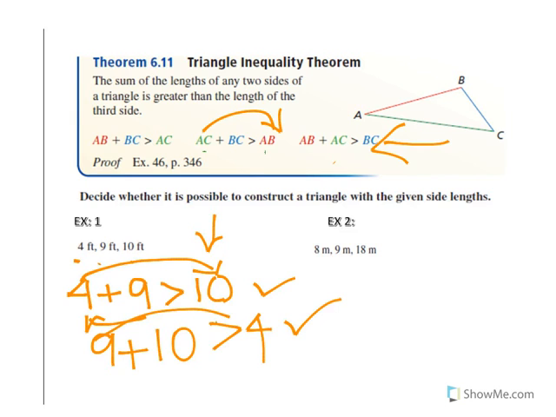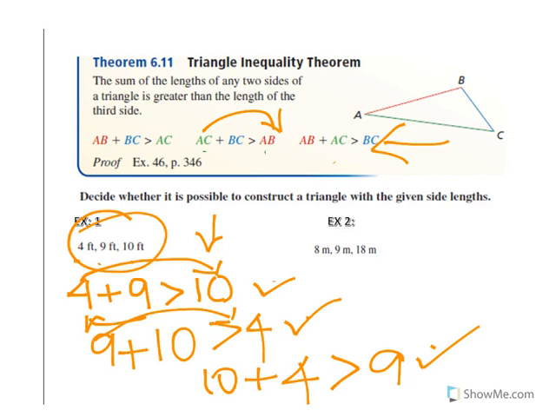Okay, we're going to move 9 to the end and bring the 10 up. So now we have 10 plus 4. Is that greater than 9? Sure, because that is 14, and 14 is greater than 9. So if all three of these work, then yes, those measurements right there would make a triangle. Let's go try the other one.